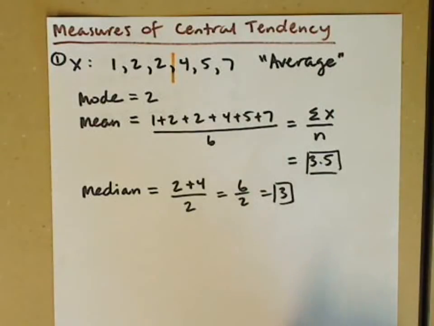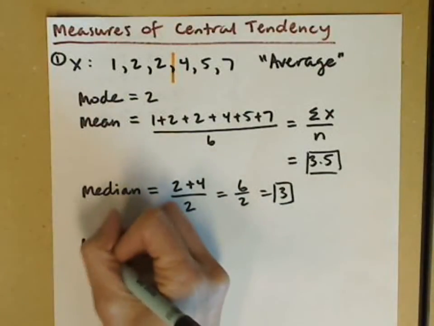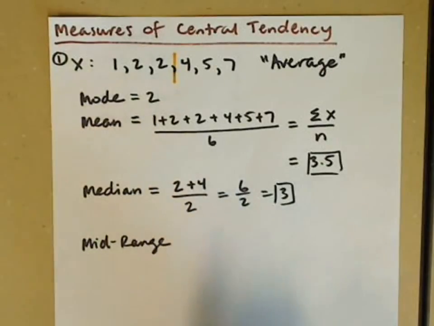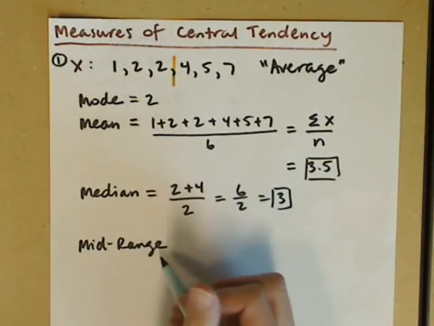Let's see, so we can do maybe one more here. Let's take a look at the mid-range. The mid-range can be thought of as a measure of central tendency, but it can also be thought of as a measure of variation, which gives me information about the spread of data. But because it is both, I'll go ahead and do it here.